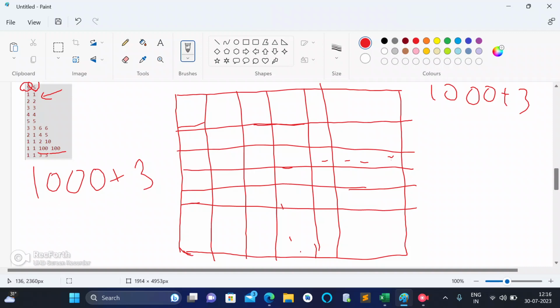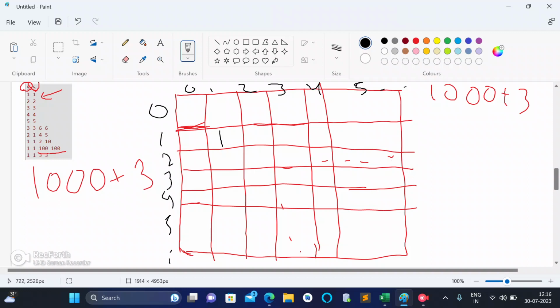First we can see that there is a rectangle of size 1 cross 1. So let's first mark this as 0, 1, 2, 3, 4, 5, and so on until 1000 plus 3. This is also 0, 1, 2, 3, 4, 5, until 1000 plus 3. First I will mark it. Here it is given 1 cross 1, so I will write 1 here.